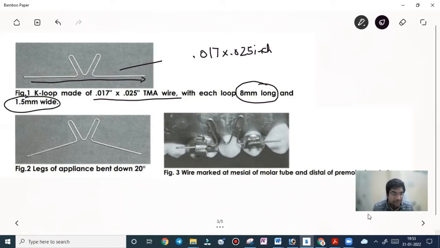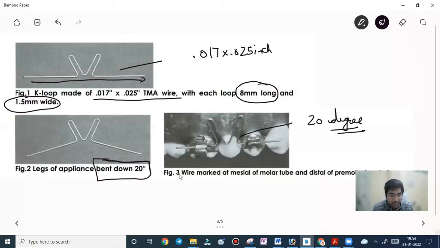The legs of this appliance are at 20 degrees. That is the point you have to remember for your exam: the legs of the K are bent down at 20 degrees, and they are inserted into the molar tubes and the premolar bracket.